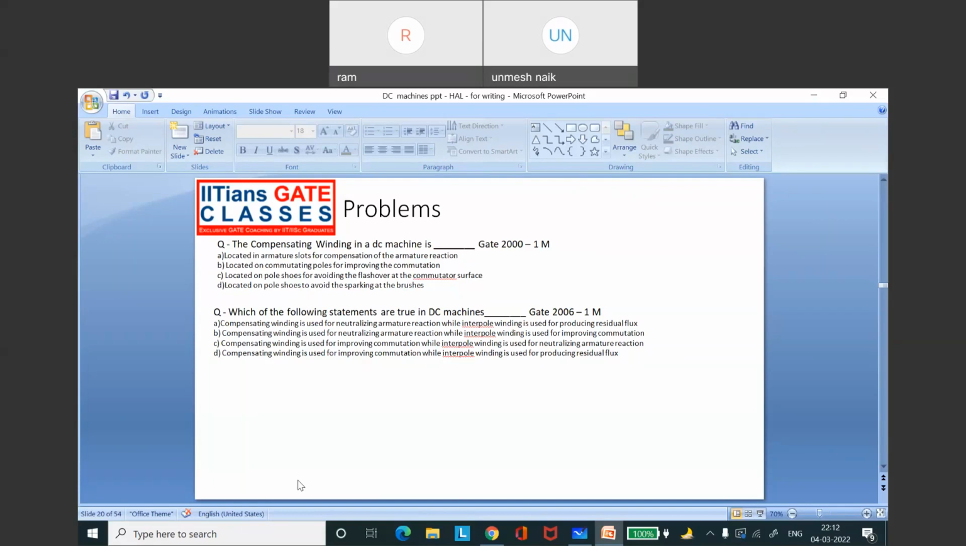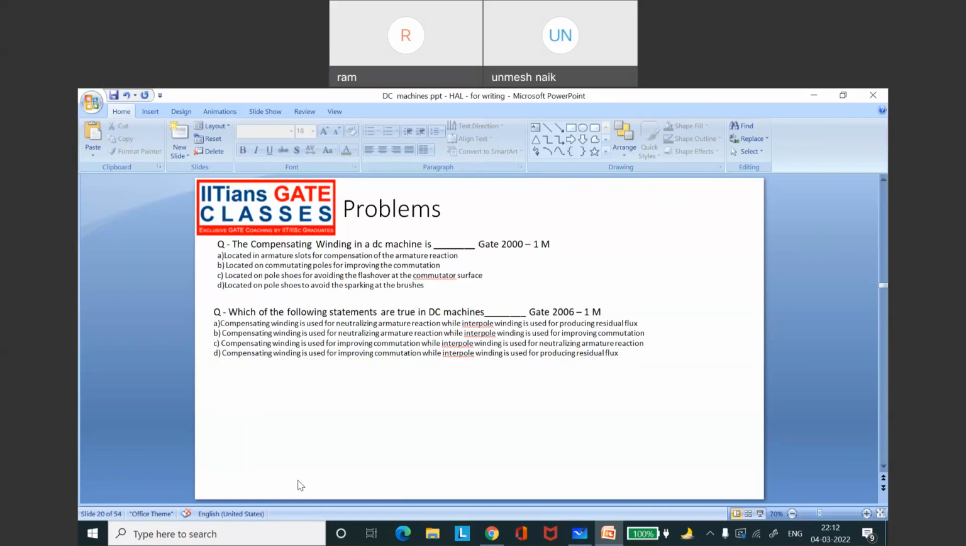The compensating winding is used to nullify the cross magnetizing effect of armature reaction. So the option is C, located on the pole shoes for avoiding flashover at the commutator surface.